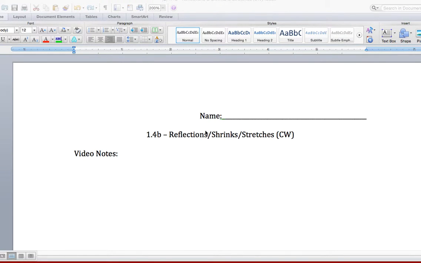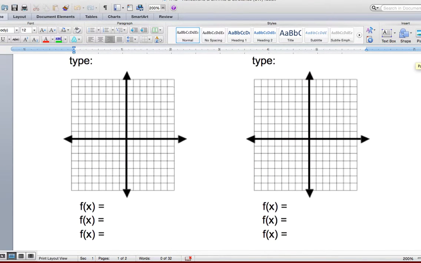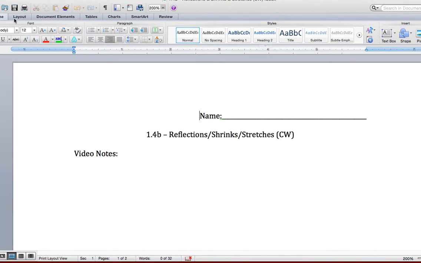Hi guys. So today we're doing 1.4b reflections, strengths, and stretches. You should have this classwork in front of you. It starts with video notes and then kind of works its way down some graphs. And that's what we're doing today. So take a second to go get that worksheet, and then we'll start the video back up.